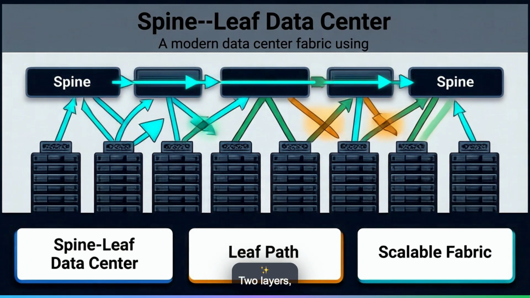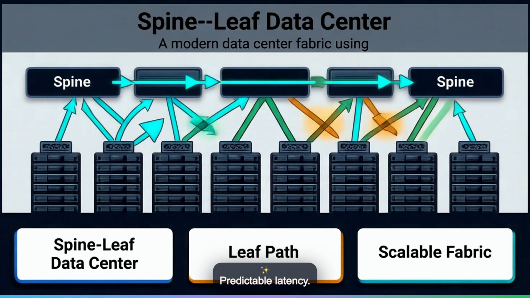2 layers, spine and leaf. Every leaf connects to every spine. No leaf-to-leaf connections. No spine-to-spine connections. The path from any server to any other is always server, leaf, spine, leaf, server. Exactly 2 hops across the fabric, or 1 hop if they share a leaf.